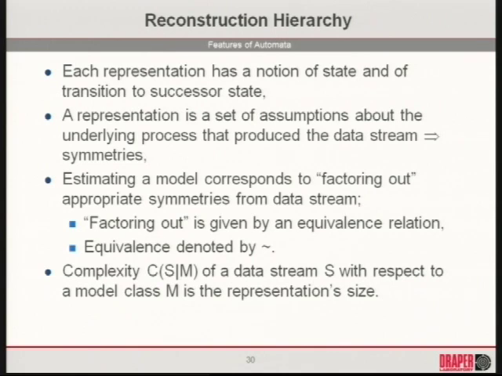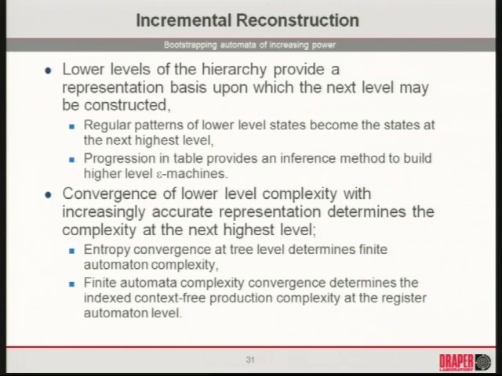What's also important is that the evolution of states may be hidden. We've got observations. They're not necessarily saying, hey, I'm in state 5. So we want to be able to extract what these hidden states are from what we can observe. But again, remember, it's confounded. So there's some notion of being able to factor different behaviors out of this data stream. And that's what we're going to be looking at. We're going to start at the lowest level, see if that works, go to the next level, see if that works, and so on. So we're actually going to bootstrap our way up this thing.